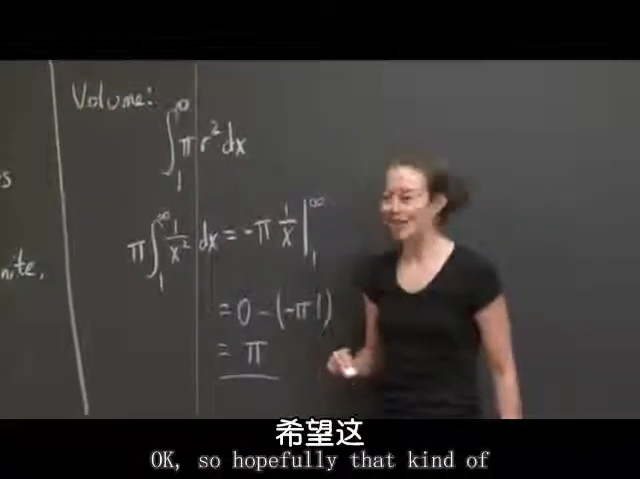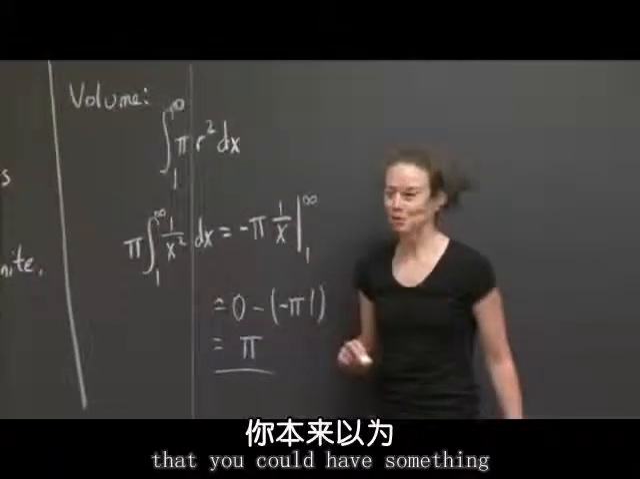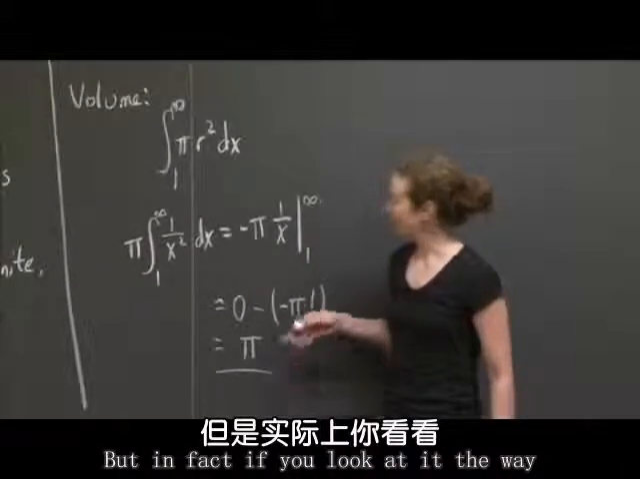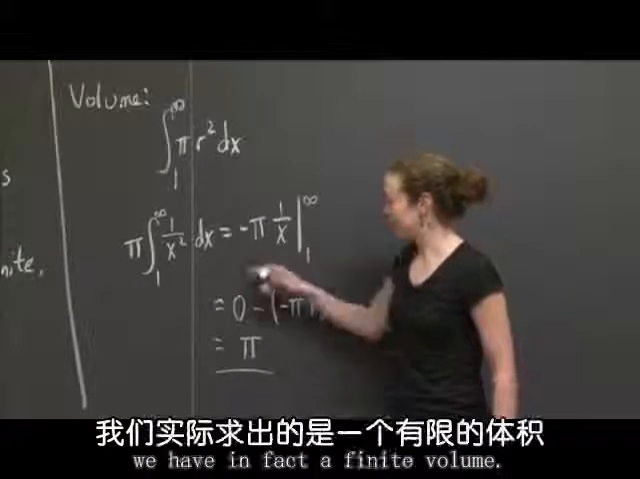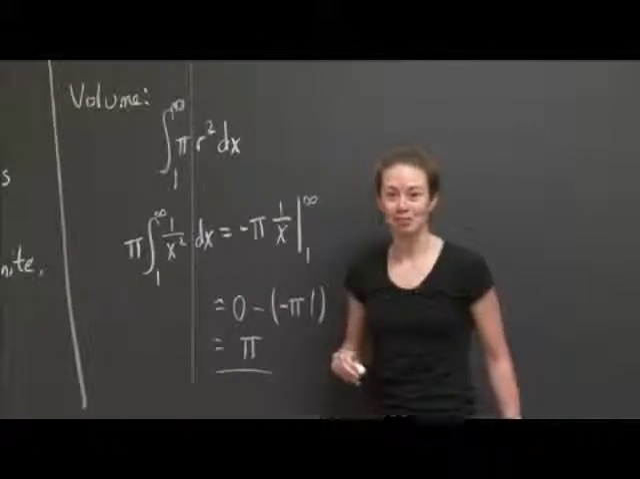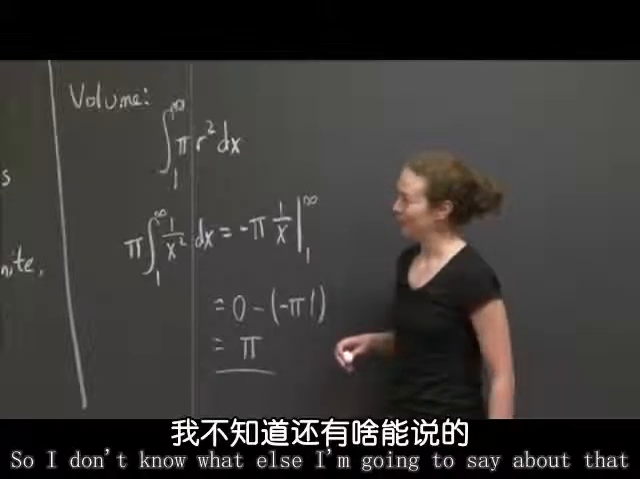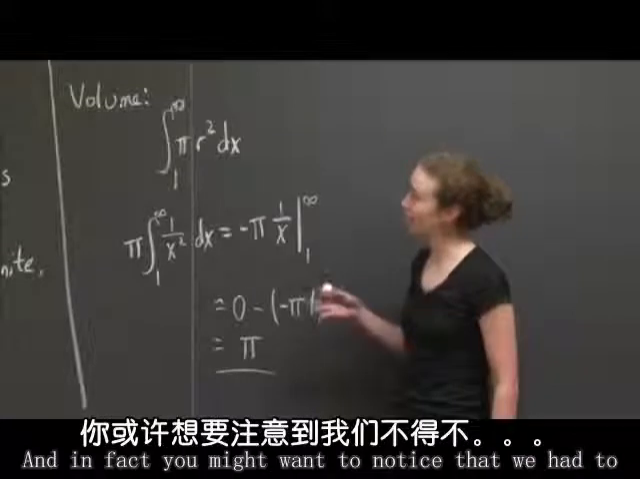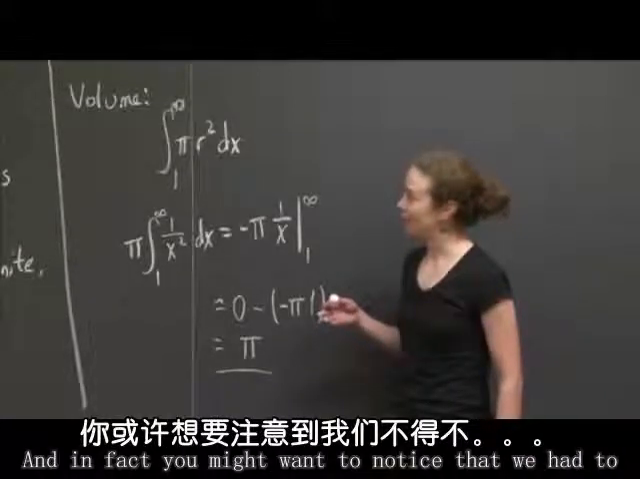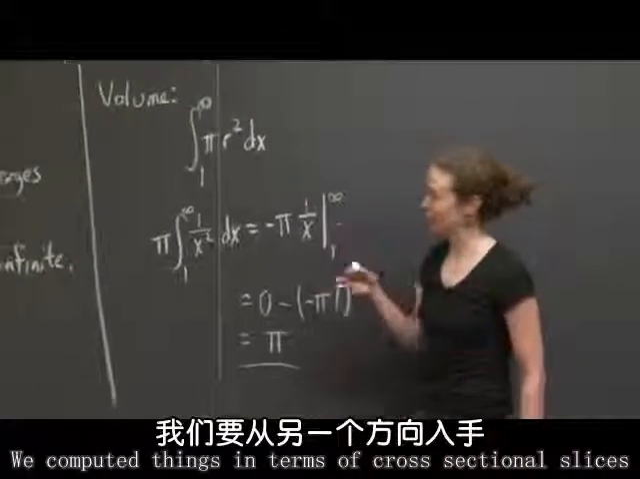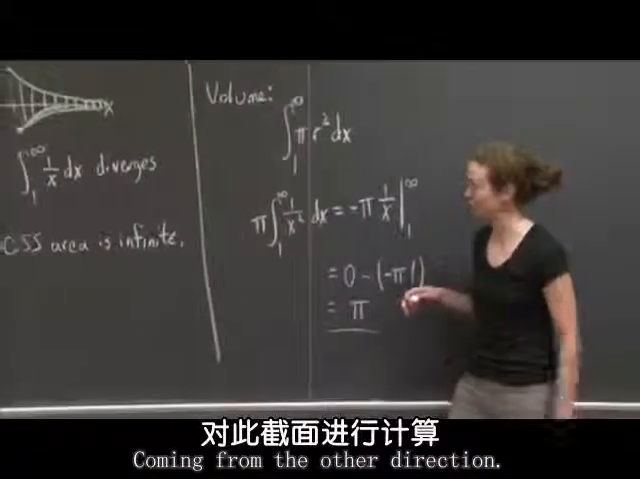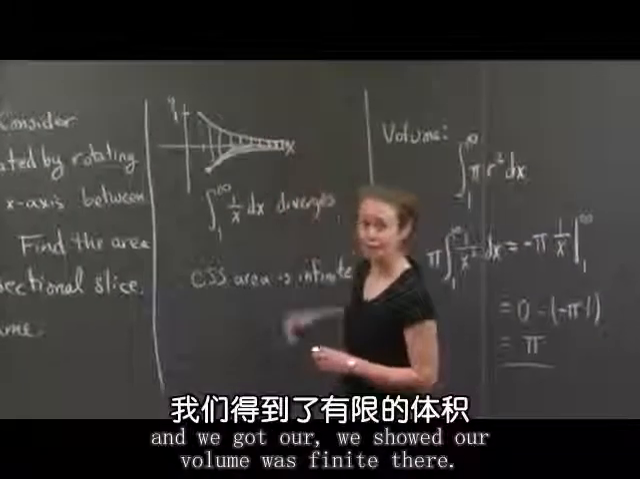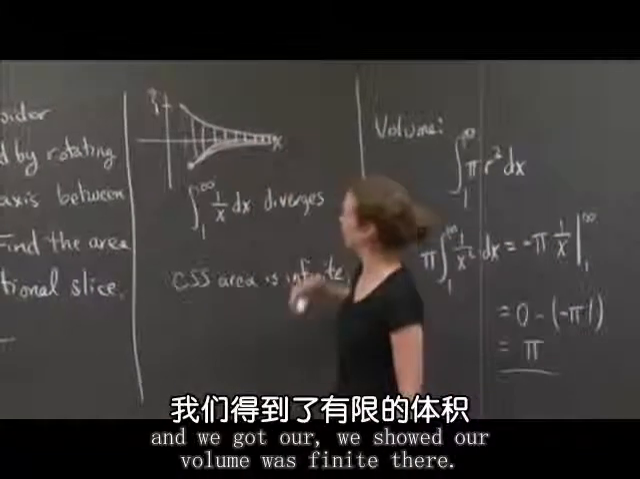Okay, so hopefully that kind of blows your mind a little bit, that you could have something where this cross-sectional slice is infinite, but in fact, the way we computed the volume, we have a finite volume. I don't know what else I'm going to say about that, except I think it's really cool. And you can think about why that is. In fact, you might want to notice that we computed things in terms of cross-sectional slices coming from the other direction. We looked at these cross-sectional slices, and we showed our volume was finite there.